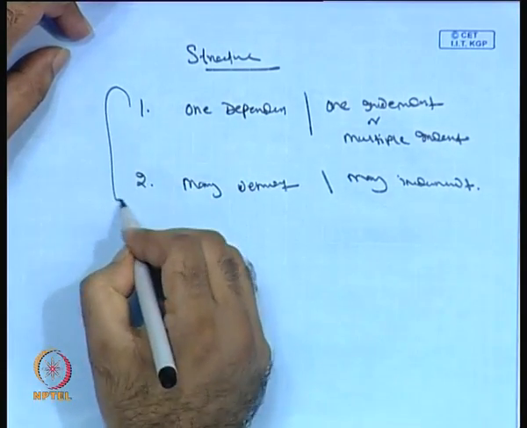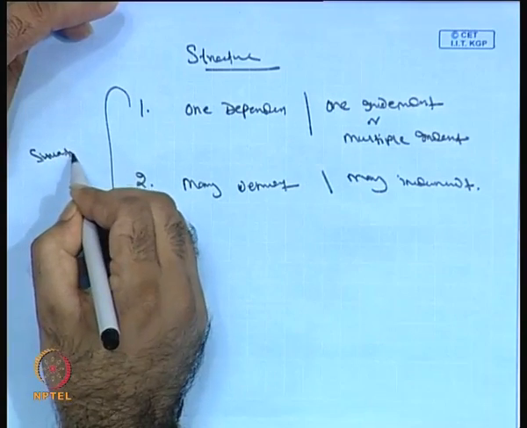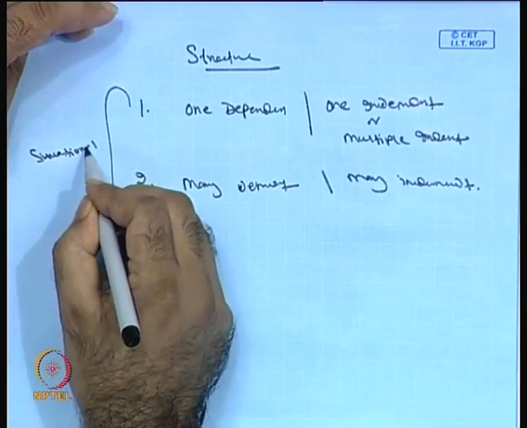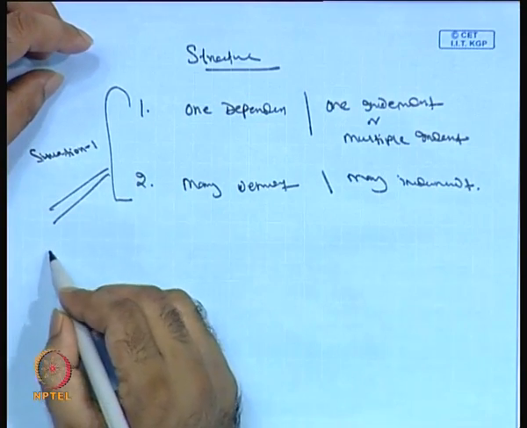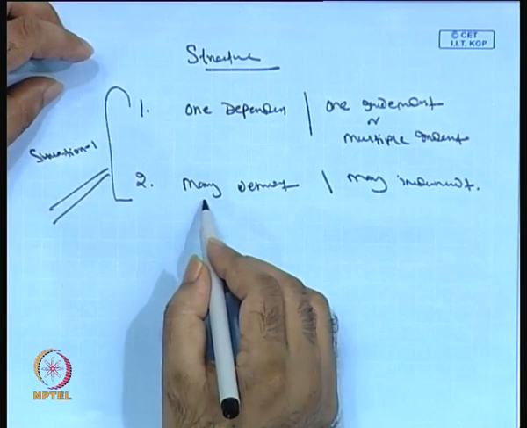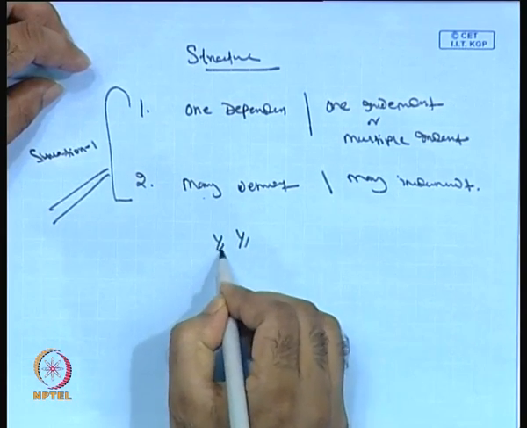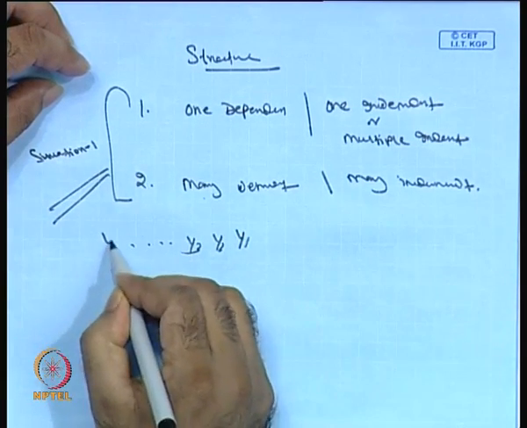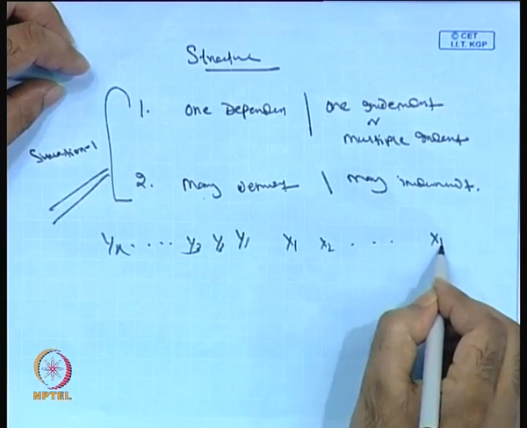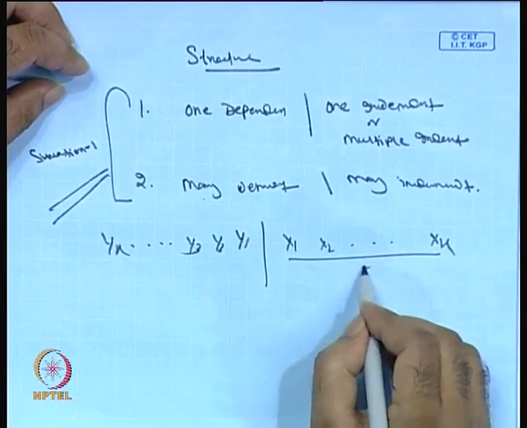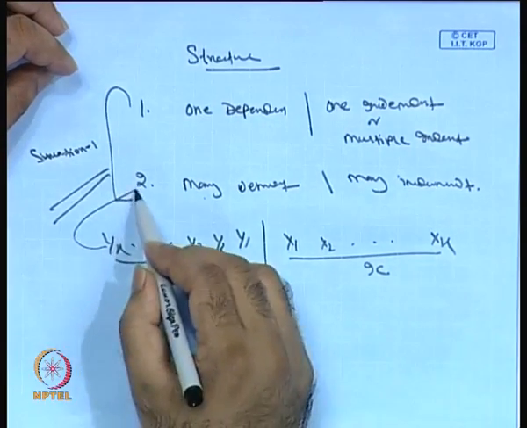Of course, this is, you can say, situation 1. Why will I call it situation 1? Because here one of the standard assumptions is that the variables are y1, y2, y3 up to yk, and x1, x2 up to xk. So this is the independent classification, and this is the dependent classification. This is how we can represent it.